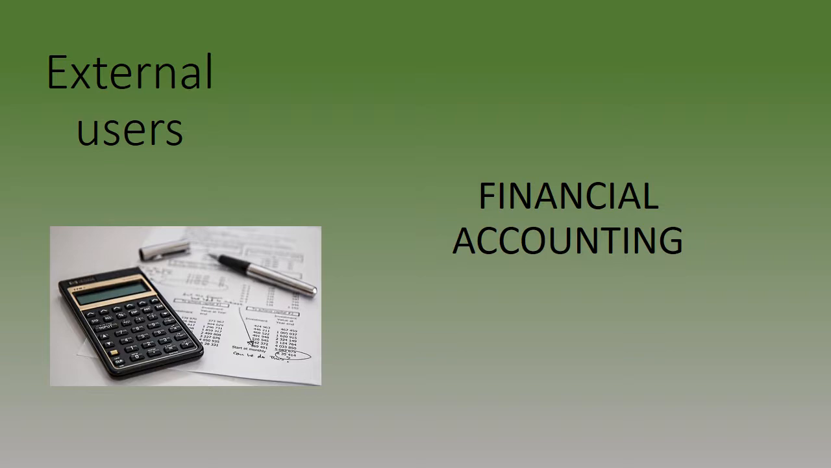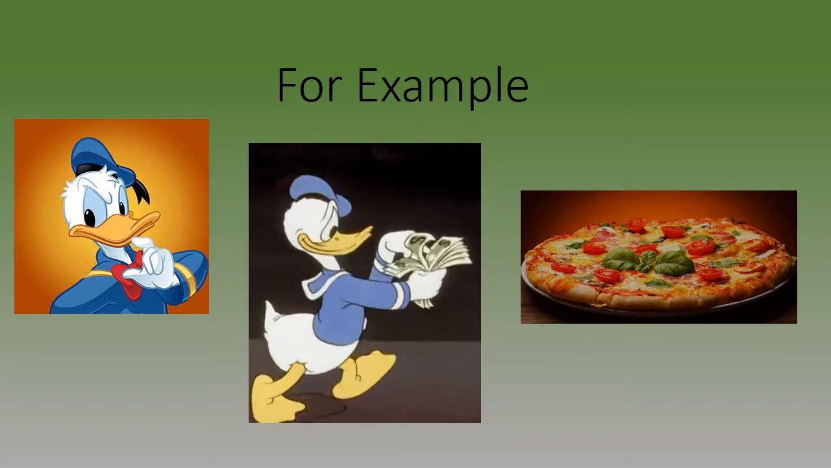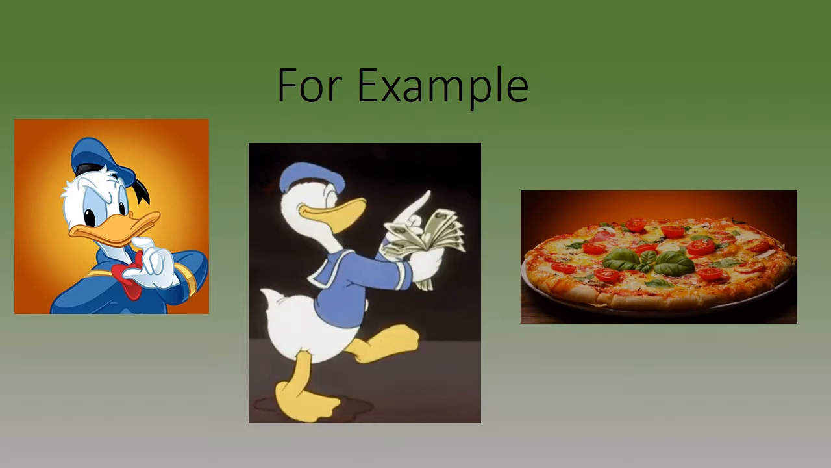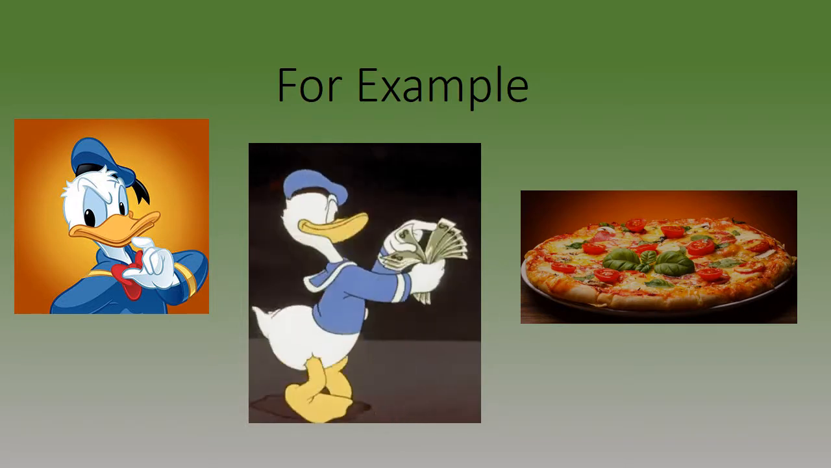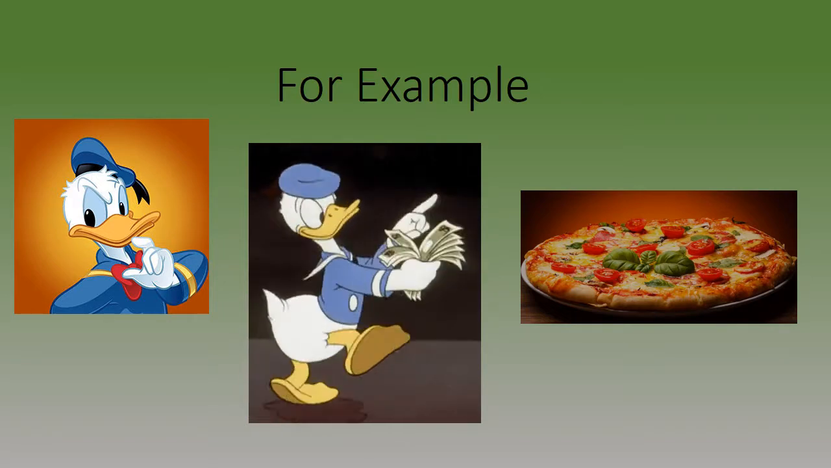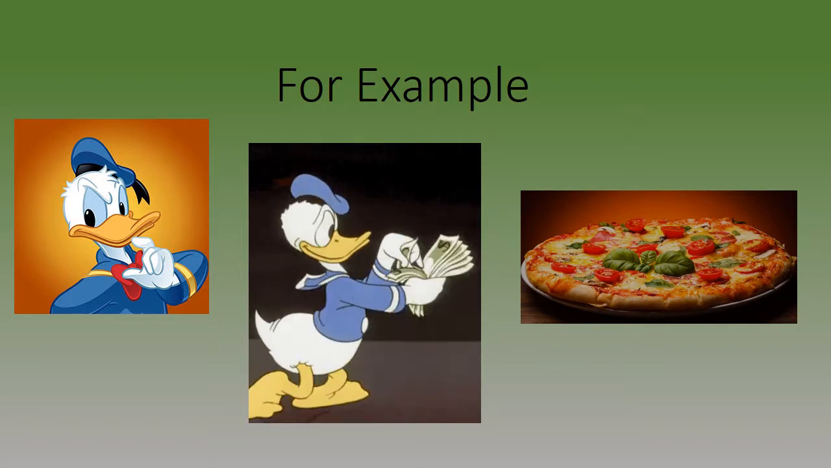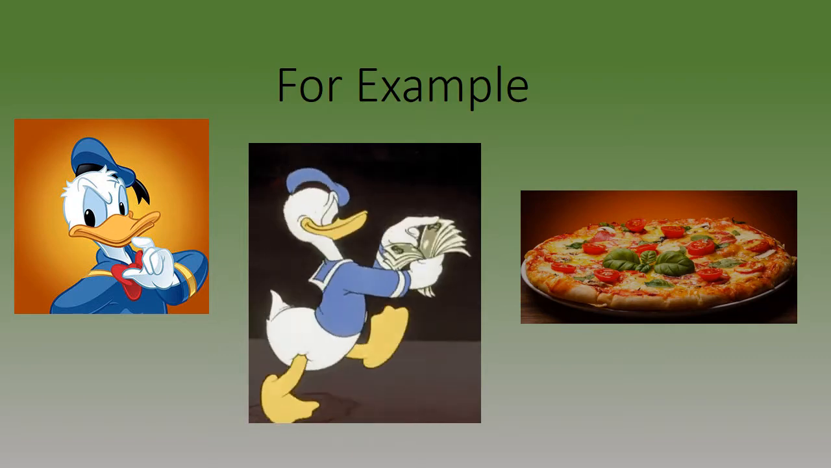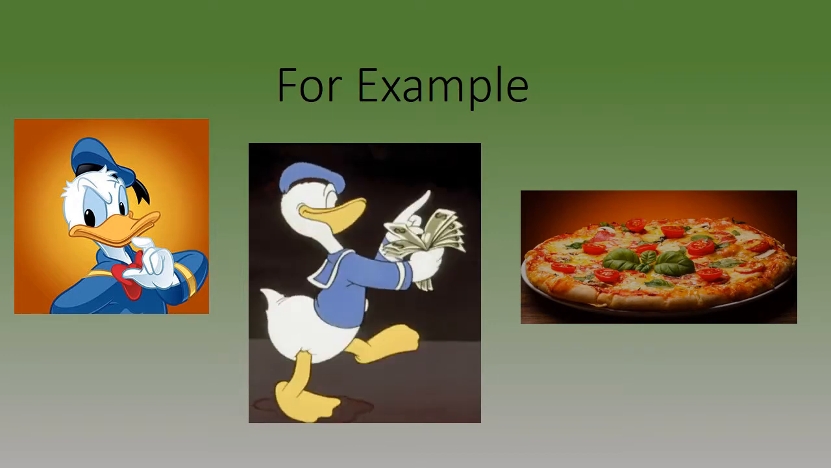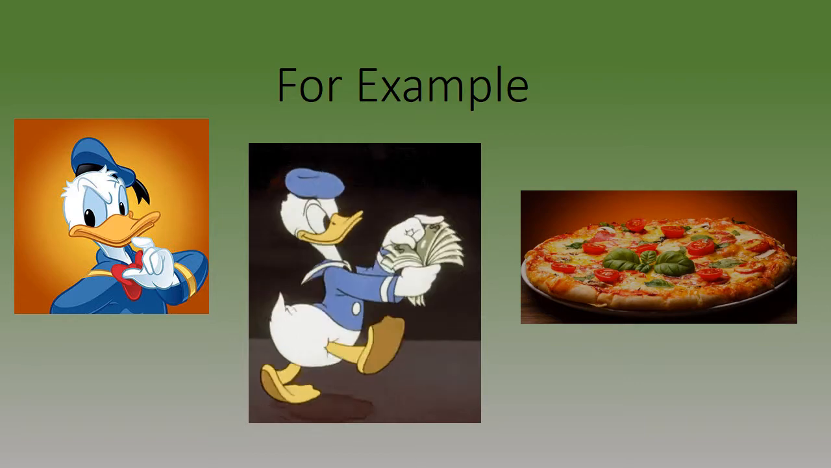For example, let's say that Donald Duck wants to invest $10,000 after all the success he had at Disney. Now, that makes him an investor, right? He hears that Pluto's Pizza is really good and they want to expand. Donald Duck knows that $10,000 is a lot of money to risk. For this reason, he takes a look at Pluto's financial statements. Once again, he needs to know financial accounting.